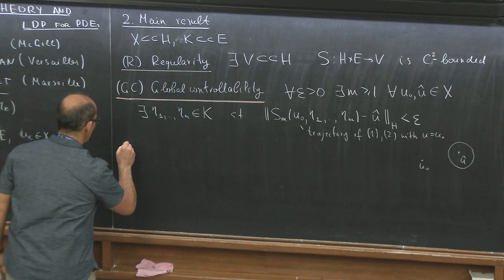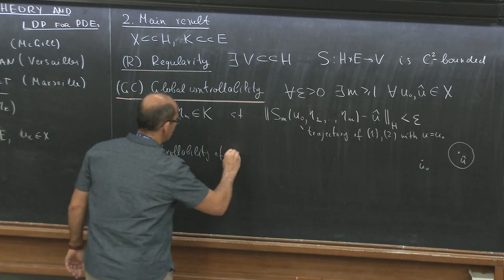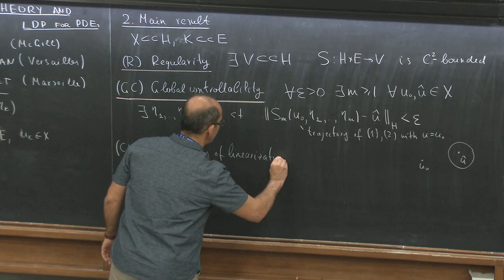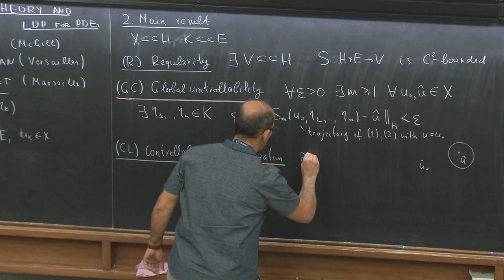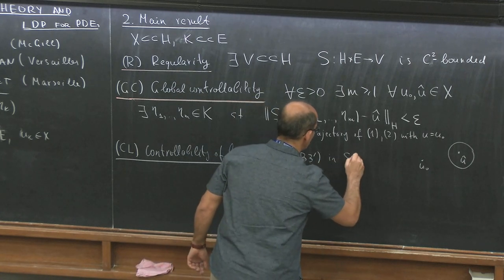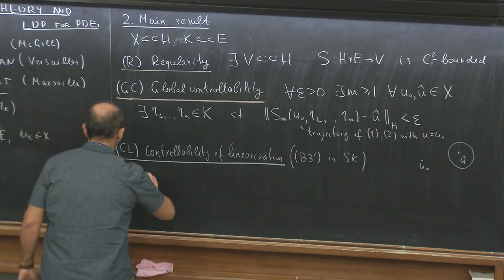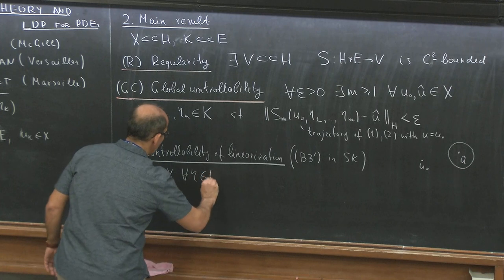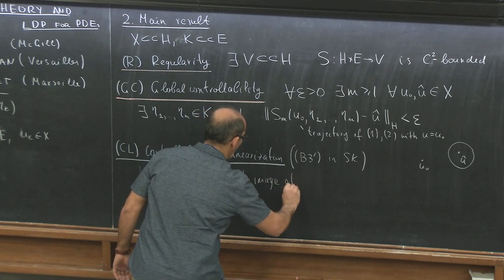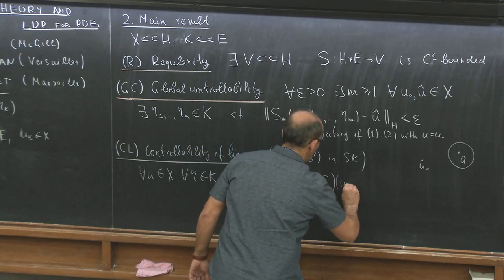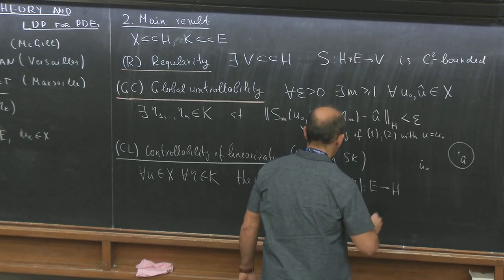Now, third condition, controllability of linearization. This is exactly the same condition as before. Well, if you want, I will use B3 prime in Sergey Kuksin's talk. And it says that for any u in X, for any eta in K, the image of the derivative d eta S of u, eta, so I differentiated S with respect to eta. This means that this is a linear application from E to H. This should be dense.